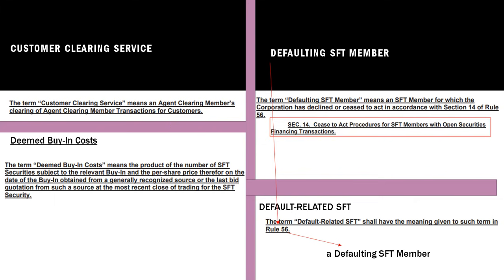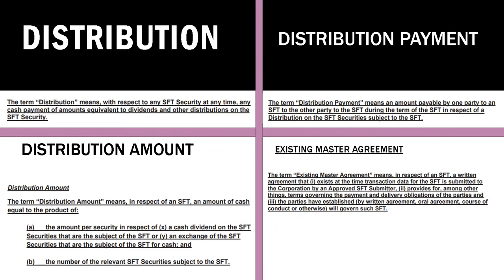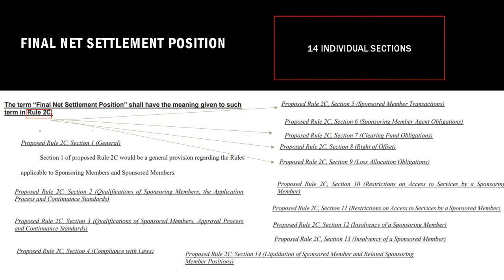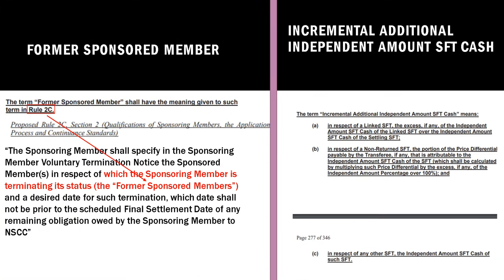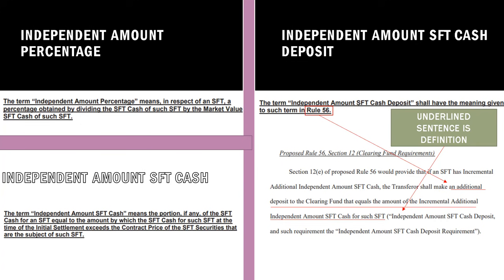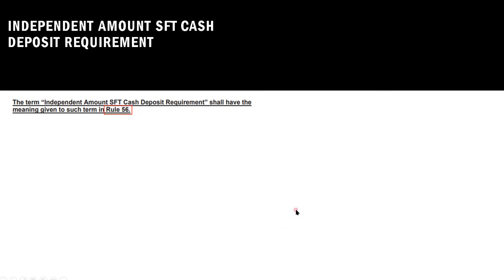Customer clearing service, defaulting SFT member, distribution payment, final net settlement position, which is 14 individual sections, final settlement date, former sponsored member, incremental additional independent amount of SFT cash, independent amount percentage, independent amount of SFT cash deposit, independent amount of SFT cash. I mean, you see the point. It's in depth and it's going to take a lot of work to do this.